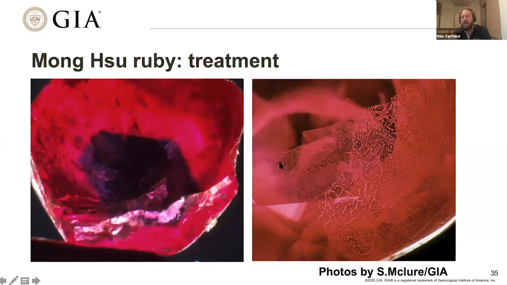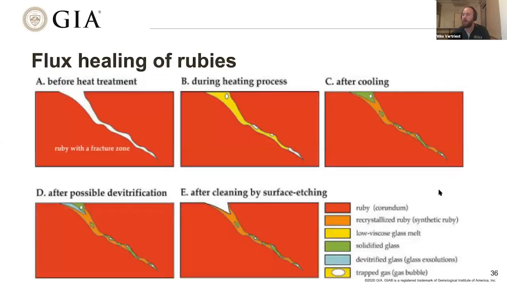Another issue with Mong Hsu ruby is the abundance of fractures. A lot of this material is very fractured. There are treatments that you can apply to these stones to heal those fractures. That is what we call heating with additives like borax, which acts as a flux. That technique has been applied before, but I think it really became common, and the recipe was really perfected on the Mong Hsu rubies.